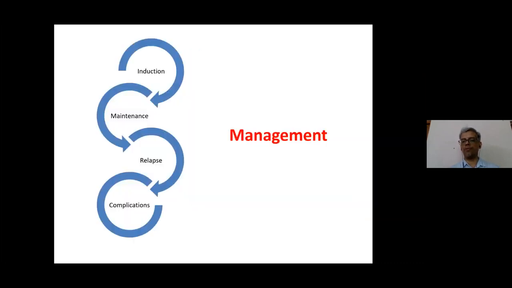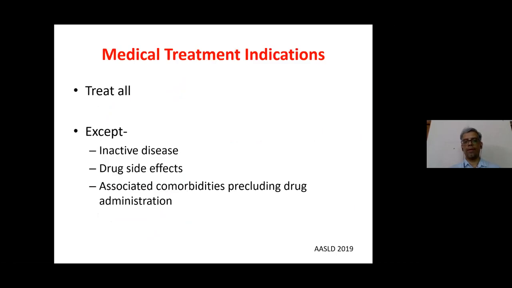So the management of autoimmune hepatitis is in different steps. The first step is an induction step. Induction means that you treat these patients with drugs so as to get them to a remission state, which is your liver enzymes coming down, maintain them on drug therapy for long periods of time, and watch for relapse and complications. So the question arises, and what they raised a question in between, do I treat everyone?